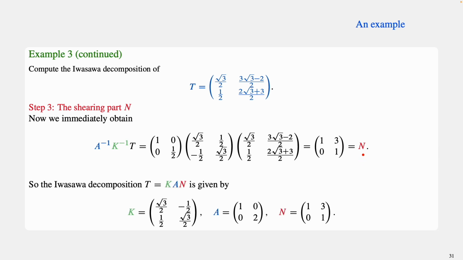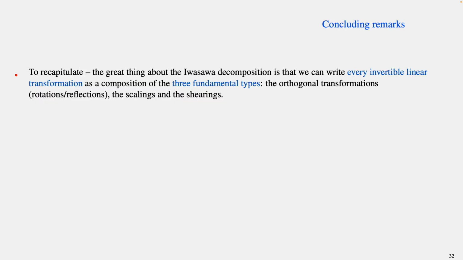So to sum up, we found that the Iwasawa decomposition of this matrix T, which was given here, is given by these three matrices here: K, the orthogonal matrix, the rotation, the scaling matrix A, and the shearing N. So this concludes our example, how to compute an Iwasawa decomposition of some matrix. So let me make some final remarks at the end.